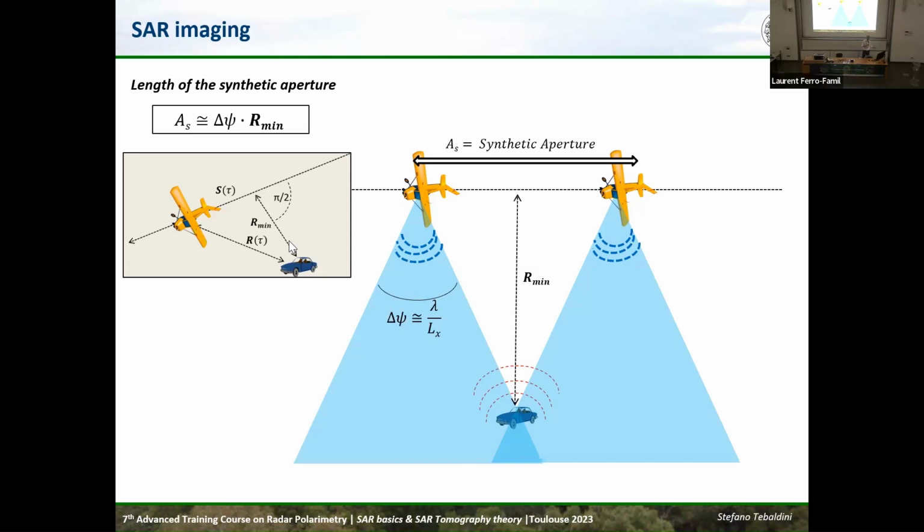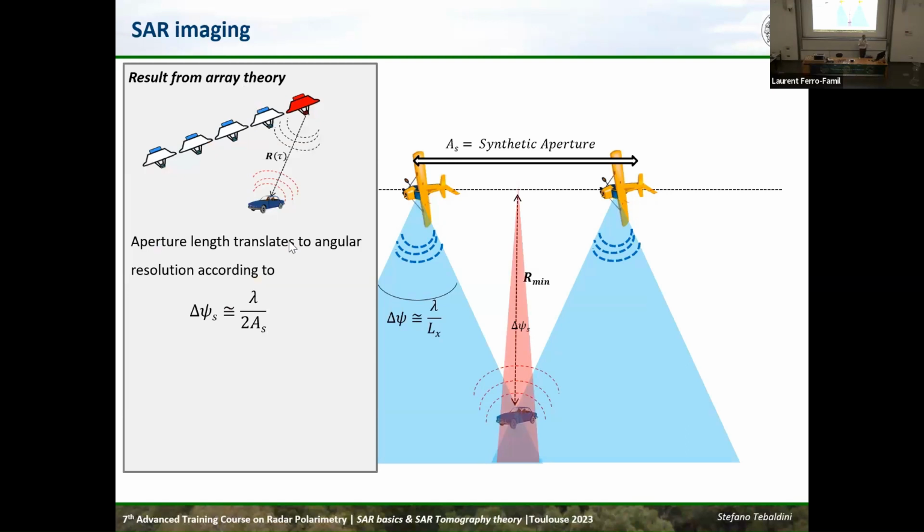Now, if this is the length which we have to consider to do all our calculations, by our array theory, by what we have finished to see just before the break, we can tell that we have an angular resolution of half the wavelength divided by the synthetic aperture. So this is the angular resolution of a SAR system. This is something that you can compute. You can take any spaceborne SAR you like, you know the wavelength. If you Google a little bit, you can find the beam width, or you can guess it from the size of the antennas and compute the angular resolution of the system.